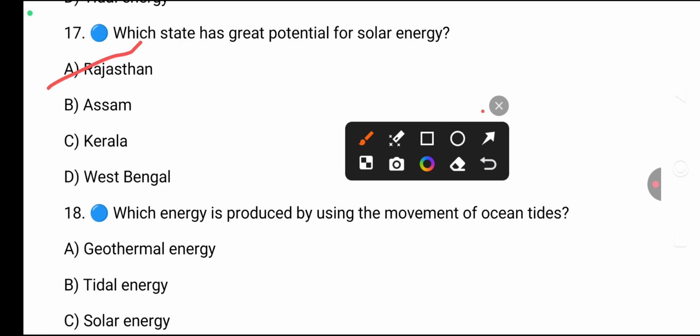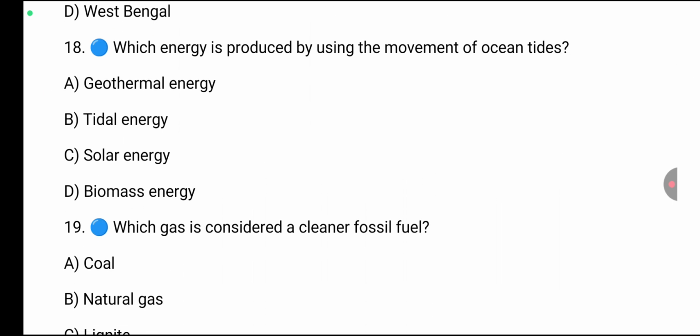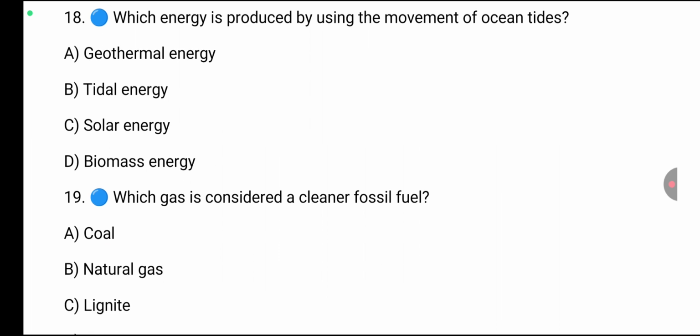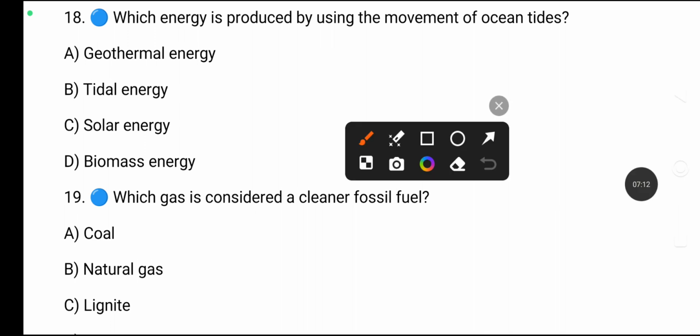Now moving on to question number 18. Which energy is produced by using the movement of ocean tides? Geothermal energy, tidal energy, solar energy, biomass energy. Answer will be B, that is tidal energy.